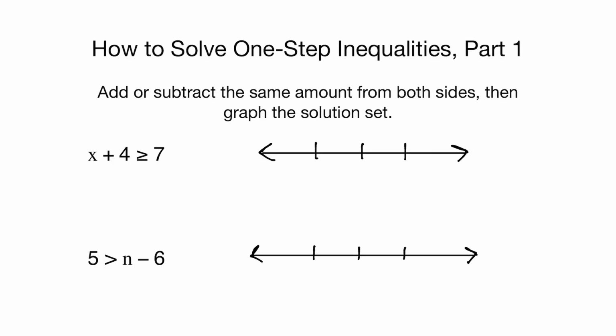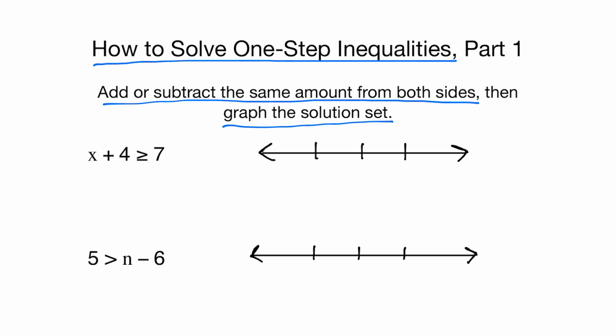In this video, we will talk about how to solve one-step inequalities. In this specific video, we're going to use addition and subtraction to solve one-step inequalities. So first, we're going to add or subtract the same amount from both sides so that we can isolate our variable, which means get the letter by itself. And then we will graph the solution set.